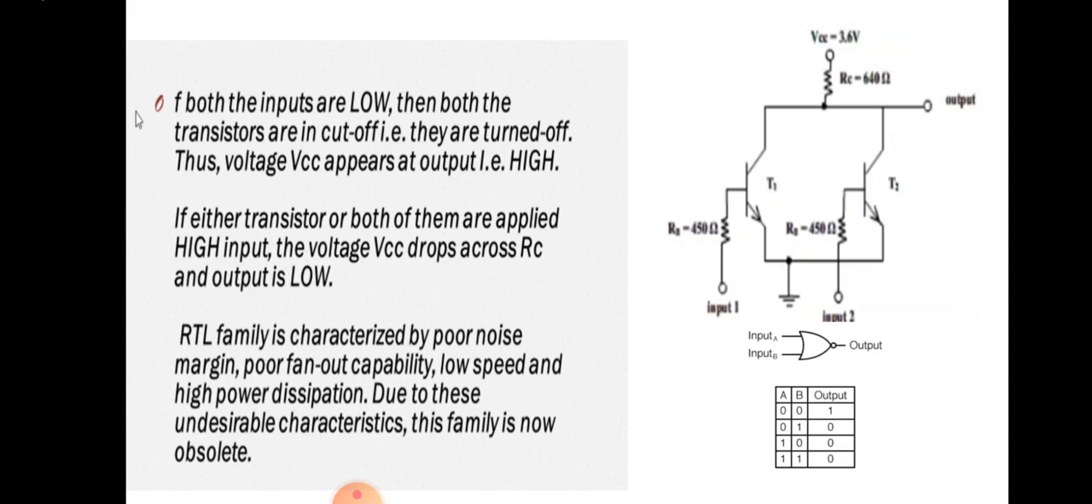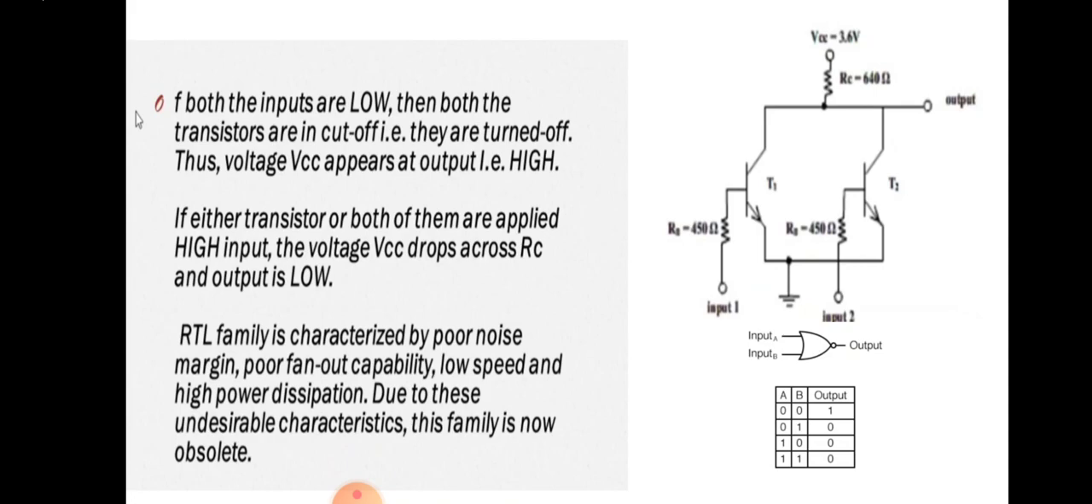So in all the three conditions, all the outputs will be 0. I think the concept is clear to everyone. Simply remember the circuit and the truth table for the RTL, that is the NOR gate.